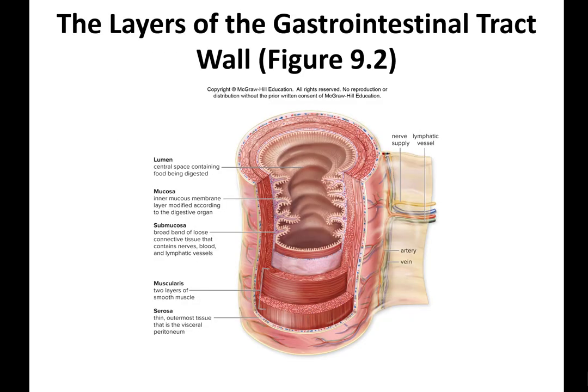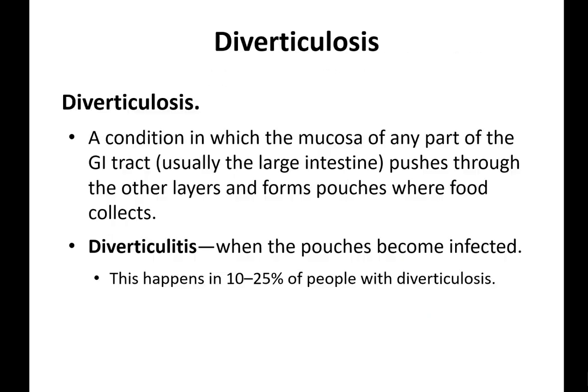Here's a picture showing you the lumen, mucosa, submucosa, muscularis, and serosal layers. Portions of the mucosa push through other layers. This inflammation causes a condition called diverticulosis. Diverticulitis is when the pouches become infected, and this happens in 10 to 25% of people with diverticulosis.